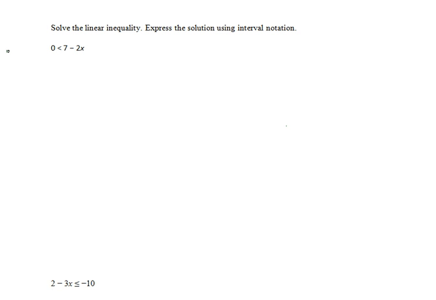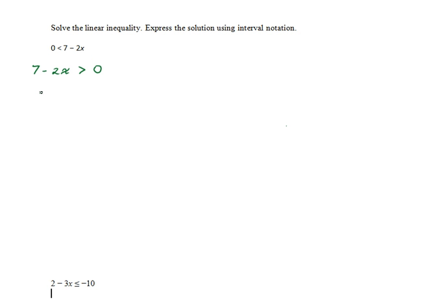Here we are going to solve a series of linear inequalities, express the solutions using interval notation and a graphical representation. The first inequality is 0 is less than 7 minus 2x. This is equivalent to 7 minus 2x is greater than 0.